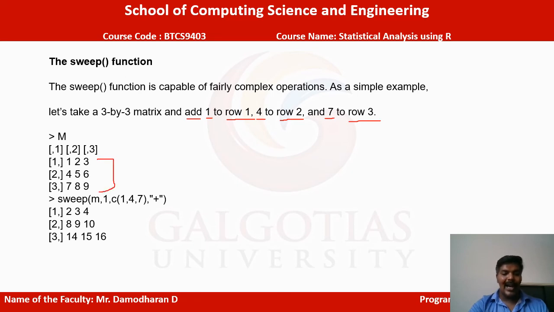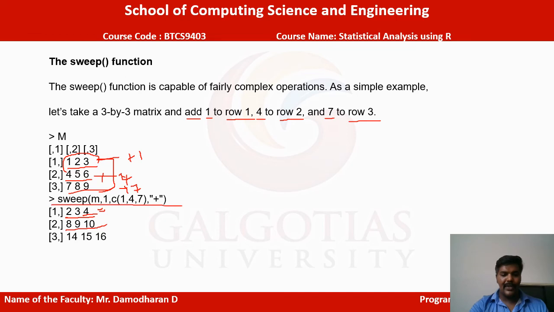This is our original value. We add 1 to row 1, so we add 1 to the entire row and get this result. Then add 4 to row 2, so this row plus 4, and we get this result. Then add 7 to the third row, and we get this result.